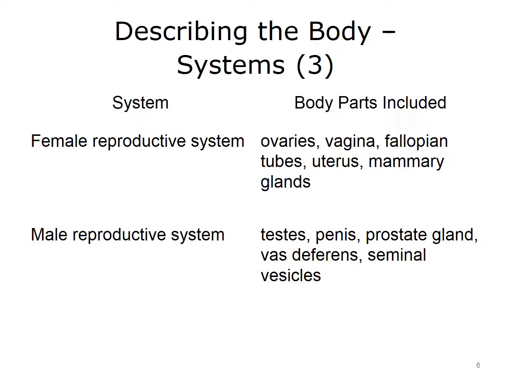This system secretes hormones, produces ova. You may remember from a previous lecture that the plural of the Latin word for egg, ovum, is ova, and regulates menstruation, pregnancy, and milk production from the breasts. The male reproductive system includes the testes, penis, prostate gland, vas deferens, and seminal vesicles. This system secretes hormones and produces sperm. Sometimes these two systems are combined and referred to generally as the reproductive system.